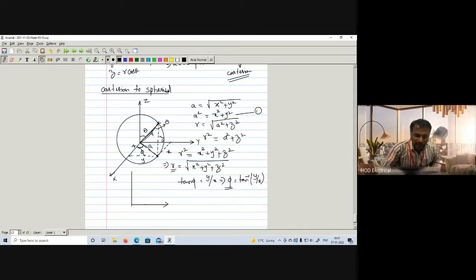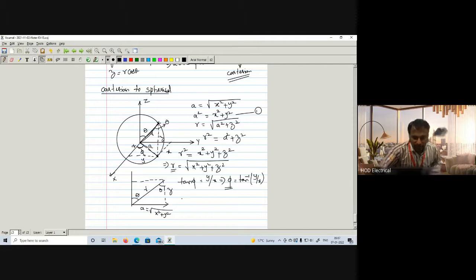So this is nothing but a. A is the square root of x square plus y square. Then this is like a triangle. We can make it a right angle, a rectangle. Then this angle will be theta, therefore this angle will also be theta. This will be r, then this will be z.